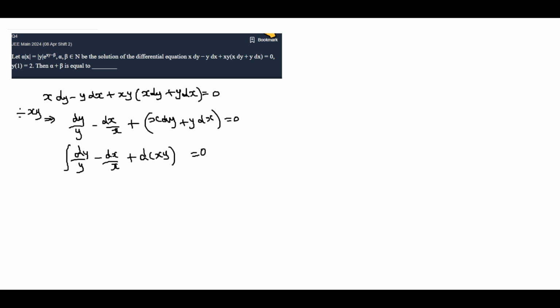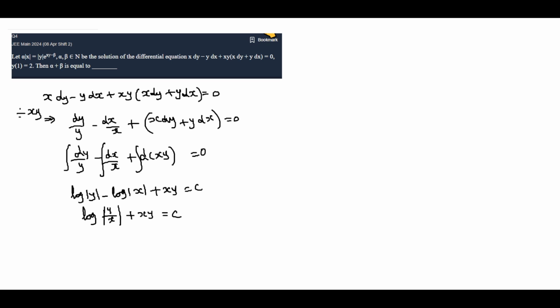Now integrating the above. So dy by y means log mod y minus log mod x plus xy equal to c. So given values are, you can write it like log mod y by x plus xy equal to c.